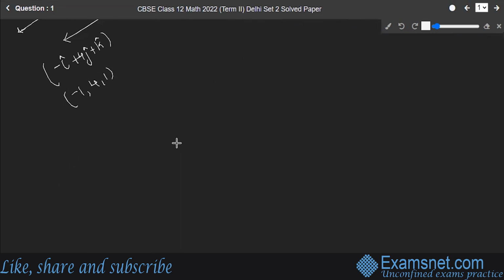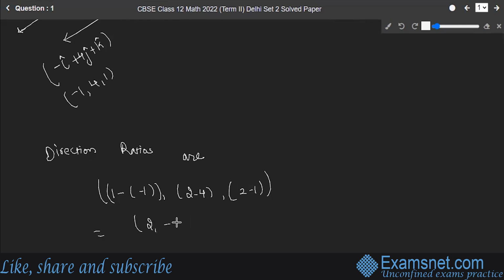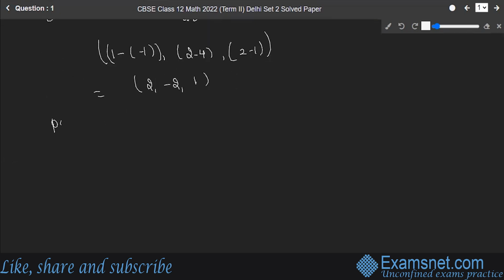Now, direction ratios are 1 minus of minus 1, 2 minus 4, 2 minus 1, right? This gives you 2, minus 2 and 1. So the vector parallel to the required line is 2i minus 2j plus k.